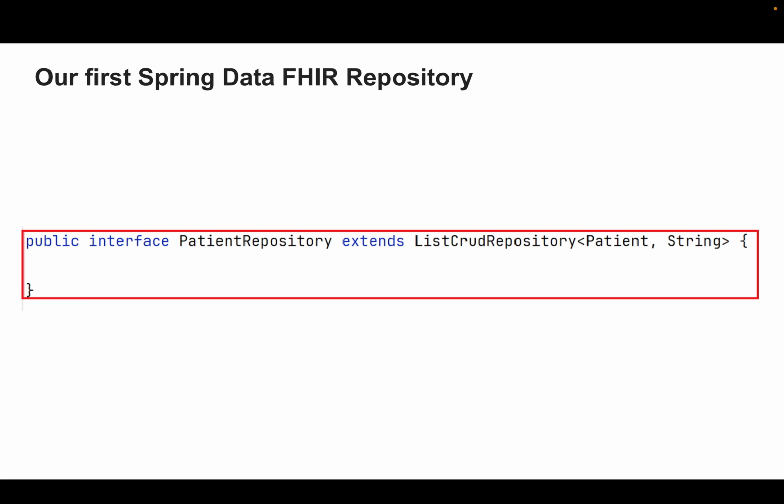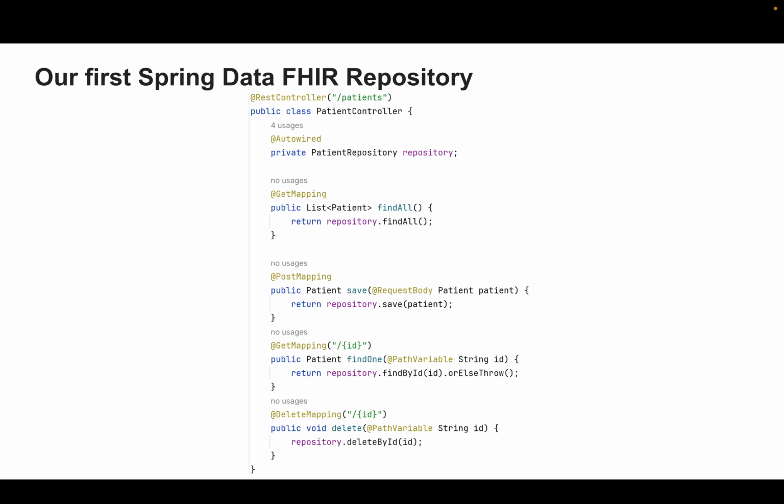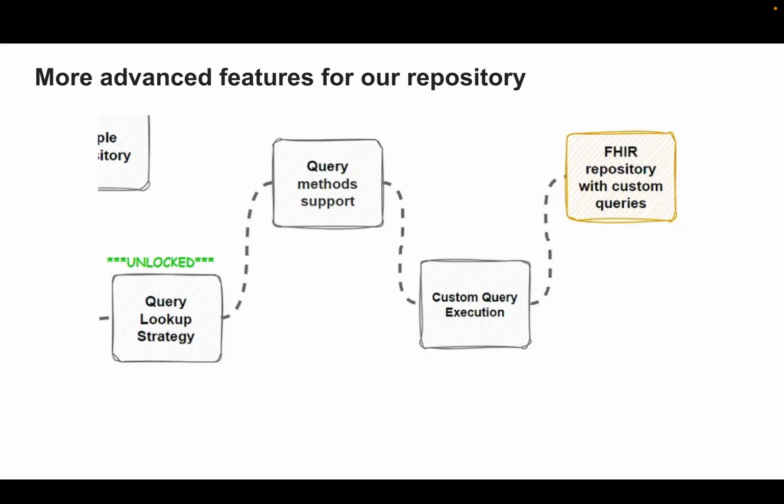Here we can use as the base interface any interface from the repository hierarchy. And that's actually it. After that, we will have full CRUD operations on any FHIR entity in just a few lines of code. Great, now let's continue with implementing more advanced features.